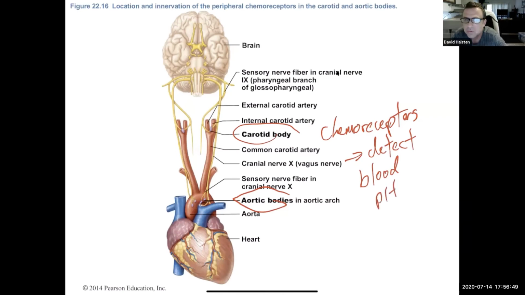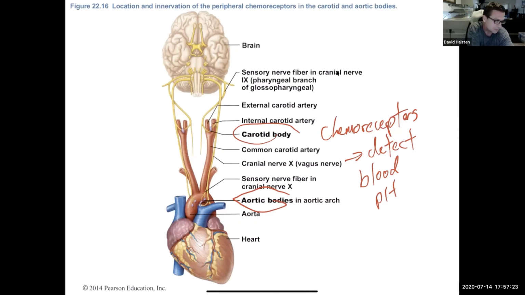Blood pH will tell your body what oxygen levels are like. Basically, if there's too much carbon dioxide, CO2 reacts with water and makes carbonic acid, which will decrease pH, so these chemoreceptors can pick up on carbon dioxide levels. Or you could think of them as oxygen sensors, but not quite.